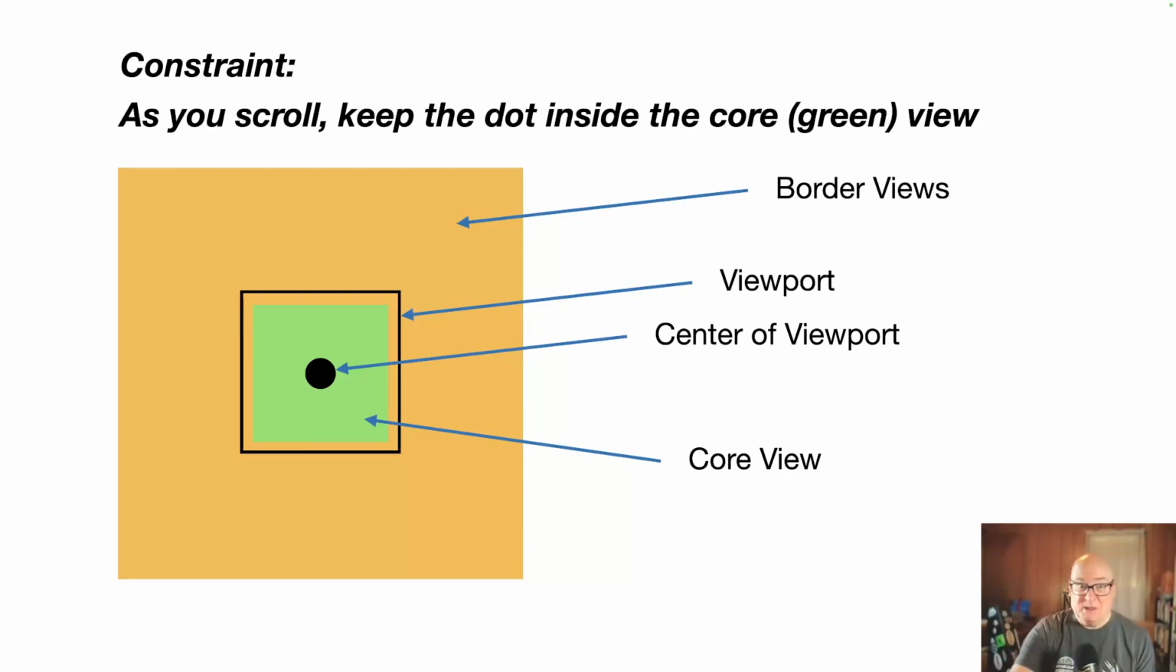Our approach to infinite scrolling, we have a notion of border views, that yellow square in the middle, or the big yellow square. And that's really sort of a tic-tac-toe board of 9 copies of the main view. Well, the main one is the green one in the middle, and then 8 copies surrounding it. We have the notion of a viewport that looks at the main view and maybe some context around it. And we have the core view, I called it here. And the center of the viewport is that dot. And so the way we're going to approach this is whenever you're scrolling, make sure the dot stays inside the core view.